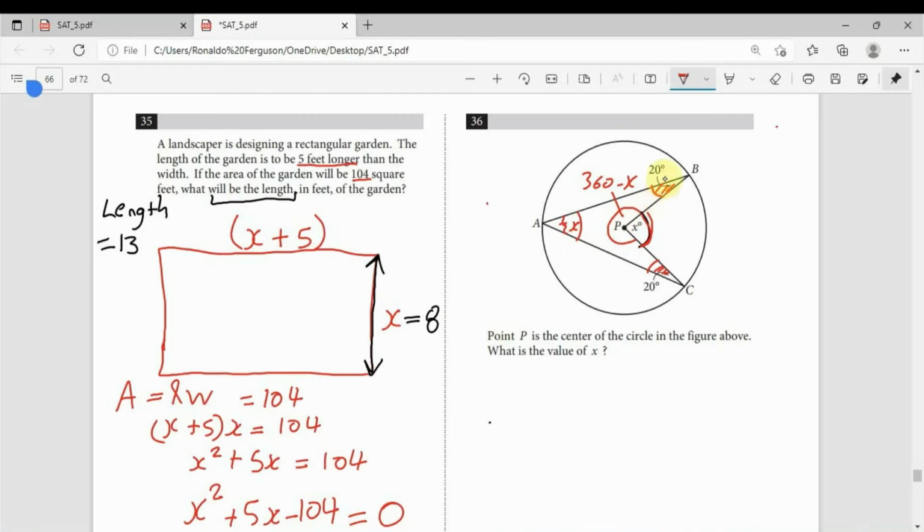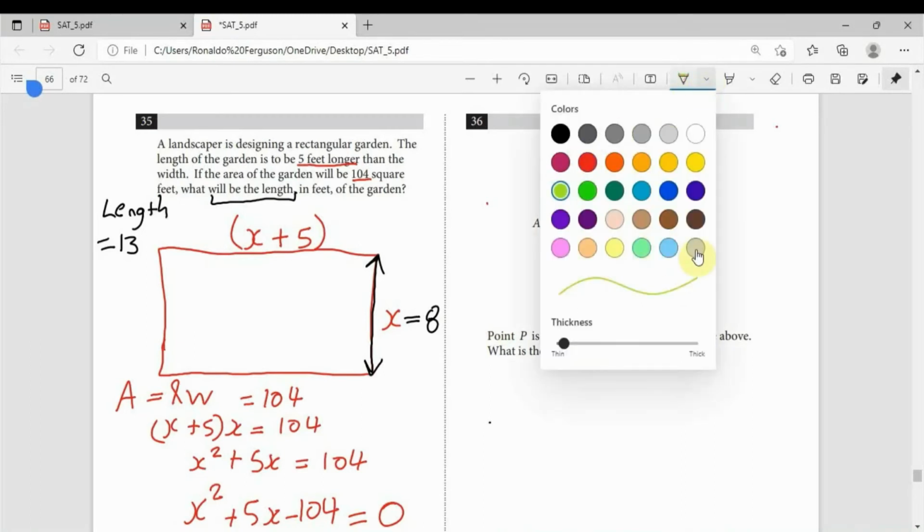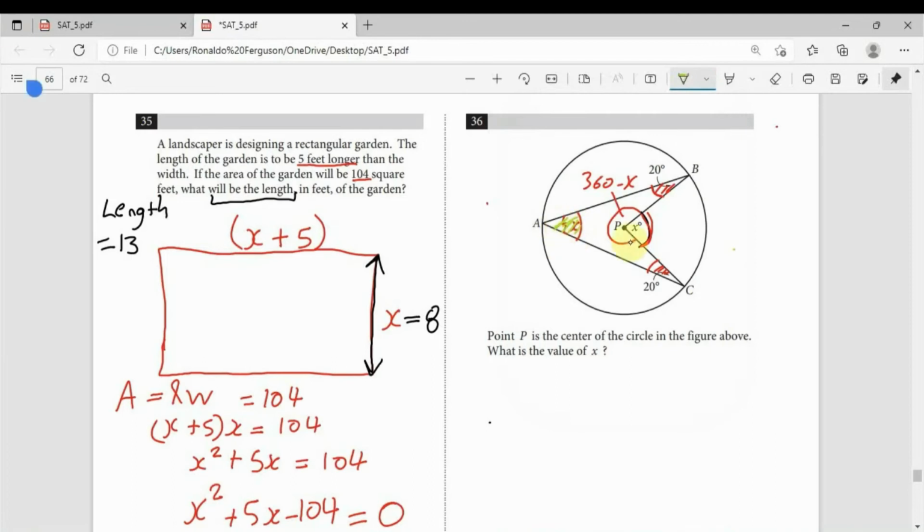Now, guys, the pieces that are shaded, let me shade it in a different color. Let me shade it in light green here. This piece, this piece, this piece, and this piece. That's a four-sided figure, right? Yes, sir. And a four-sided figure becomes a quadrilateral. And angles in a quadrilateral sum to 360. So now we can say that our half x plus our 360 minus x plus our 20 plus our 20, we know that's going to be 360. Agreed?